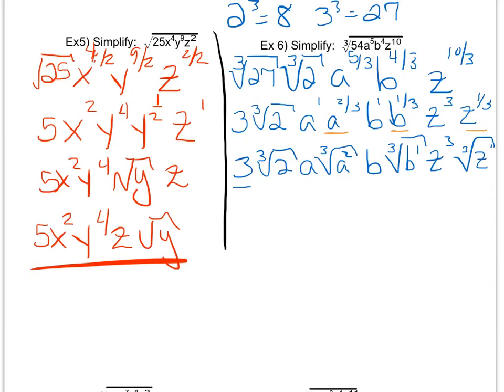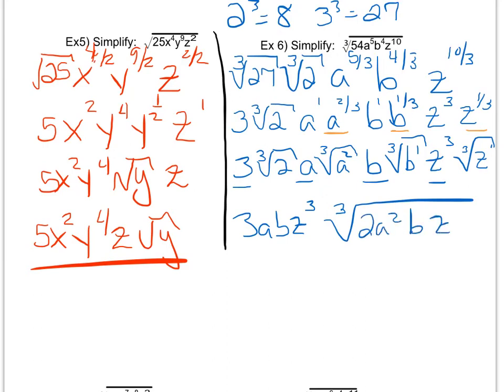Collecting anything that is not under a radical out front, 3a, b, z cubed. And anything that is under a radical back under the same radical, the cube root, right? 2a squared, b to the 1, which is just b, and z to the 1, which is just z. And there is my final answer.